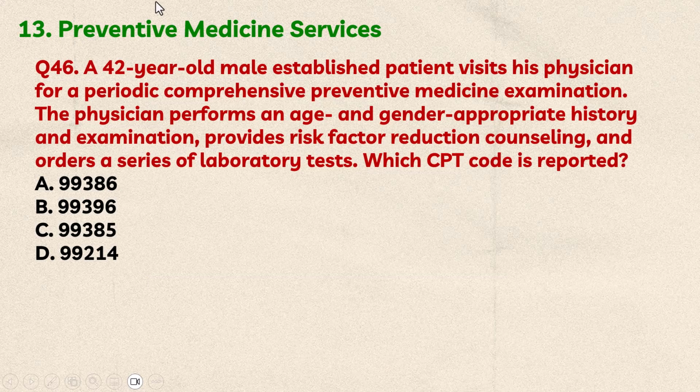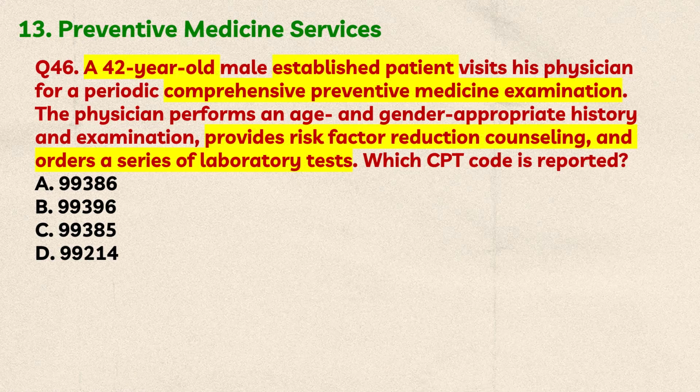Let's go through some AAPC CPC type questions. Question number 46. This is the continuation of the previous part. A 42-year-old male established patient visits his physician for a periodic comprehensive preventive medicine examination. The physician performs an age and gender appropriate history and examination, provides risk factor reduction counseling, and orders a series of laboratory tests. Which CPT code is reported? So there are 4 answers available. Take your CPT code book and find the answer.